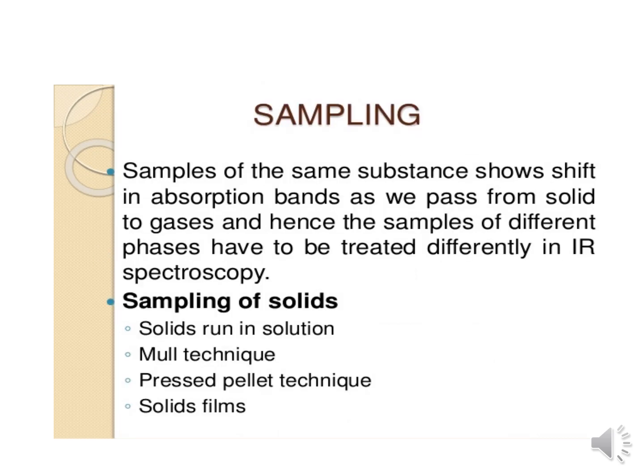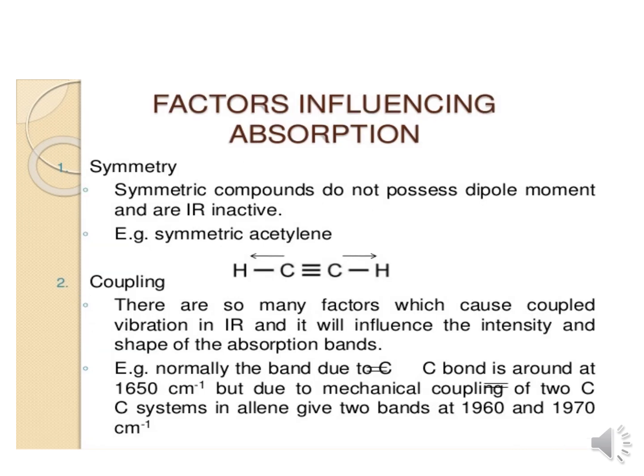So these are the sampling techniques. Samples of the same substance show a shift in absorption bands as we pass from solid to gases, and hence the samples of different phases have to be treated differently in IR spectroscopy. For sampling of solids, or solids run in solution, we have to use the Mull technique, pressed pellet technique or solid films.